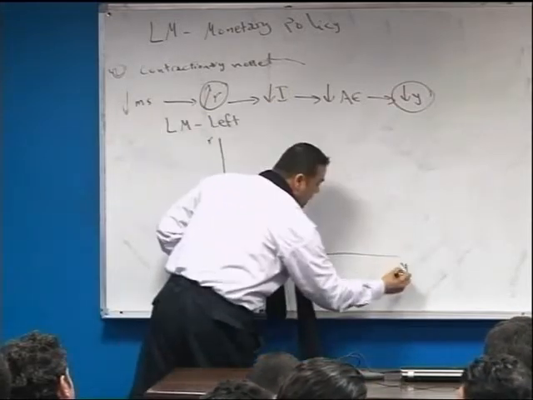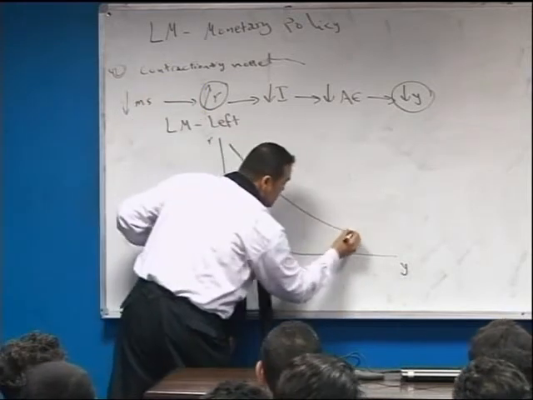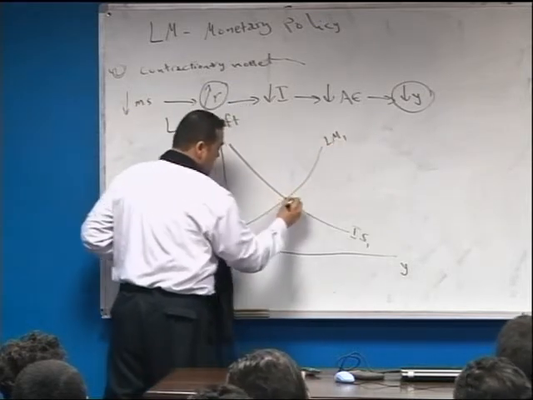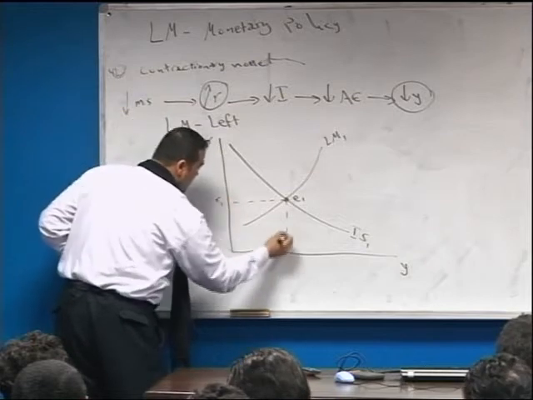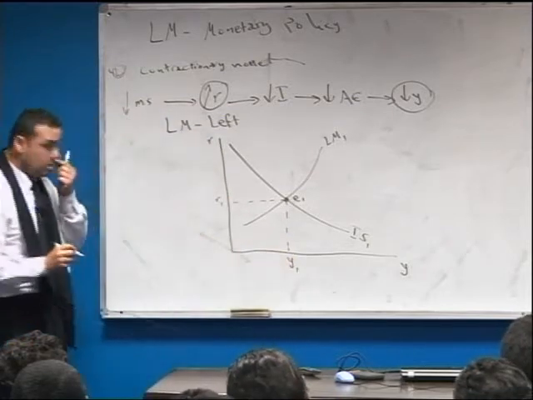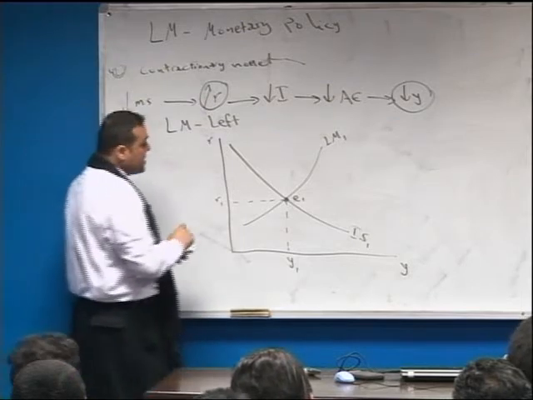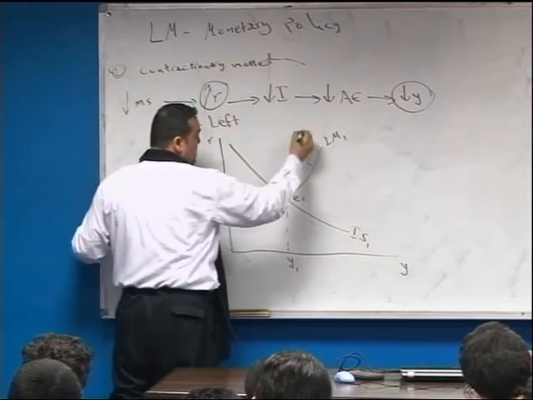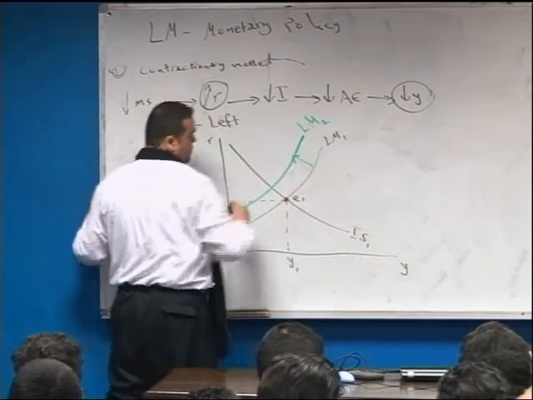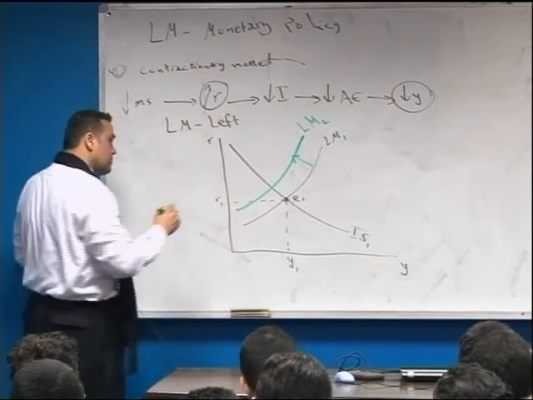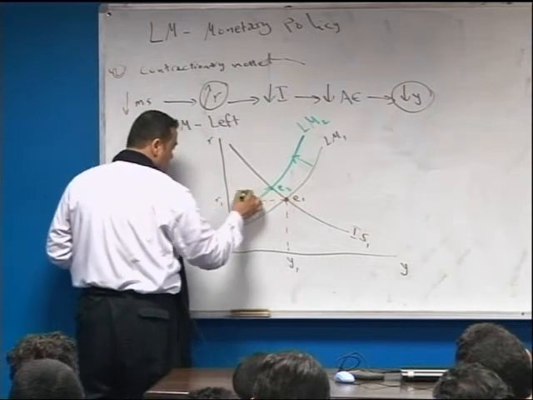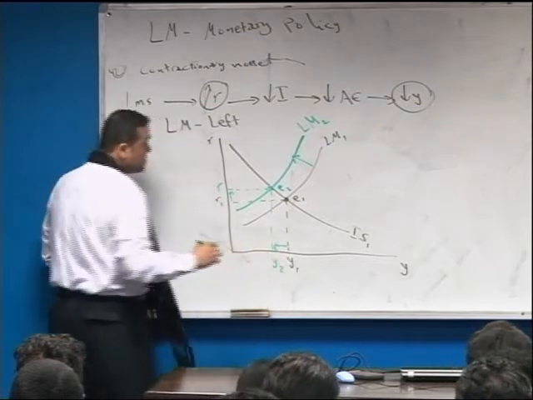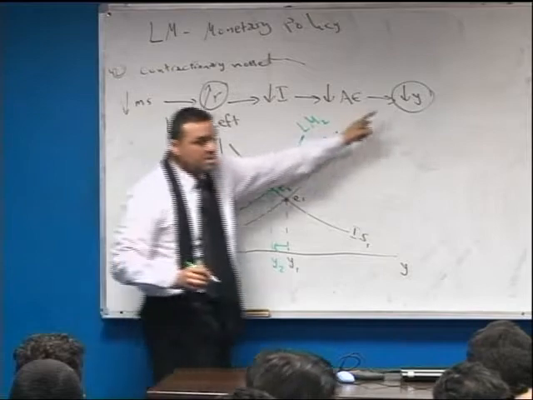R, Y, IS1, LM1, E1, R1, Y1. There is a leftward shift in the LM curve. LM shifts to the left to LM2. There is a new equilibrium point which is E2: increasing in R, decreasing in Y. Increasing in R, decreasing in Y.